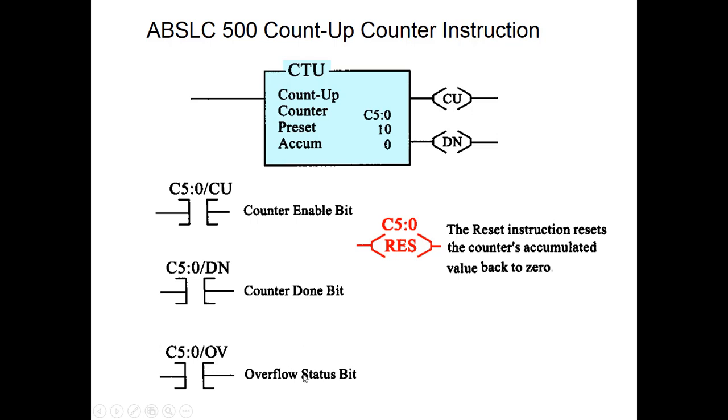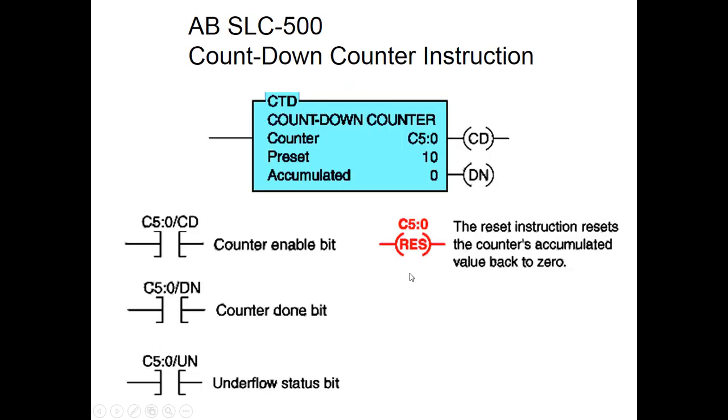Overflow means that we've reached the maximum value of the counter, and we'll see later it's over 32,000 counts. So the preset can be up to 32,767. And the reset instruction resets it back to 0. Once again, it is addressed C5:0, with the same address here. And those are some of the only times that you would want to use an address more than once.